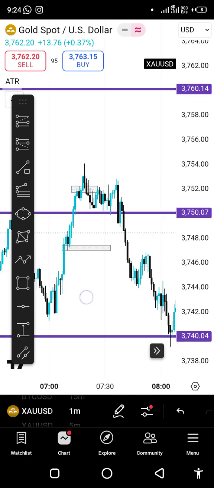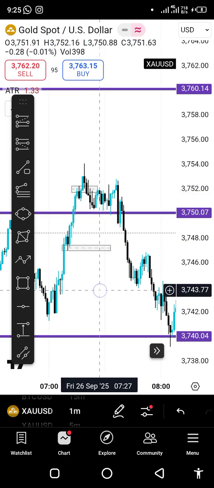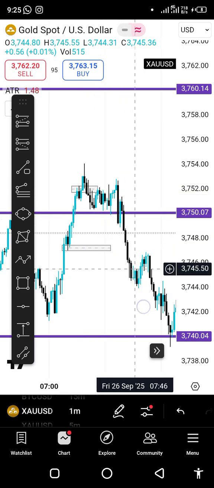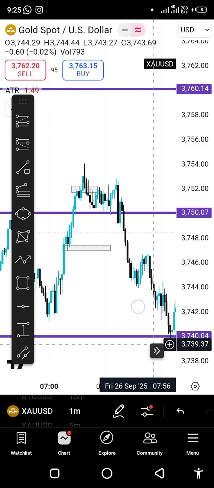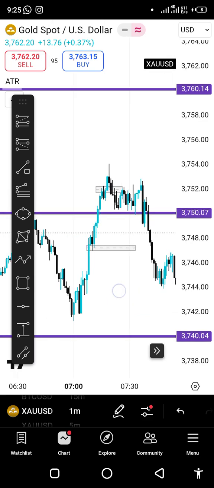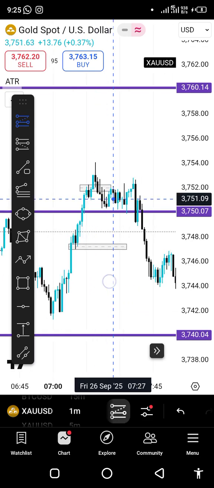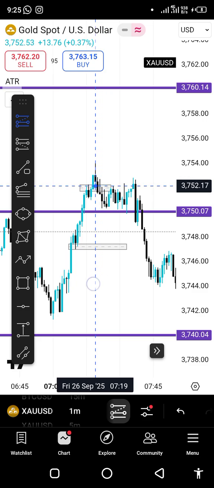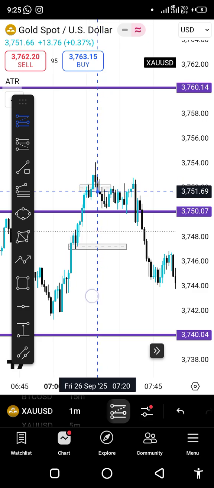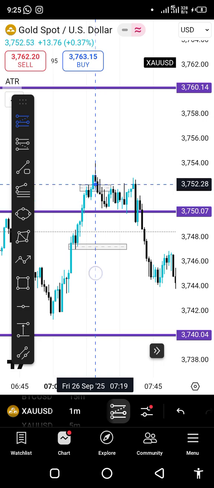But if price was not able to break that high and instead came back down and broke this low, I'll look for a retest there and target this 3740. That is the system. It's finished. So in this case, price broke the high. You can see the candle closed there with this blue candle, right? Price broke the high. I place my entry there.